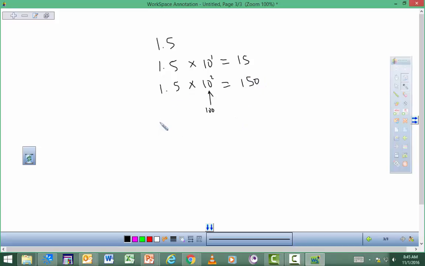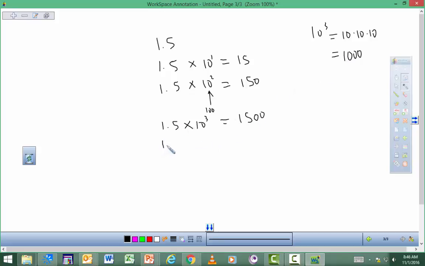And if you continue this pattern down, 1.5 times 10 cubed, okay? Well, in that case, we get 1,500, okay? Because 10 cubed is equal to 10 times 10 times 10. And so that gives us 1,000, right? So when you multiply by 1,000, you get 1,500.